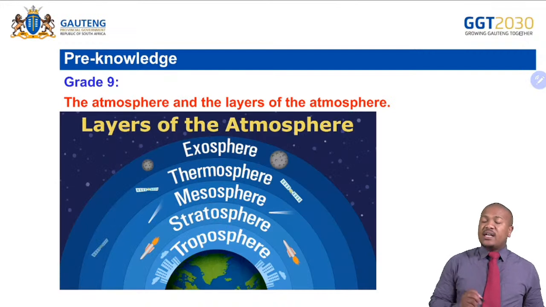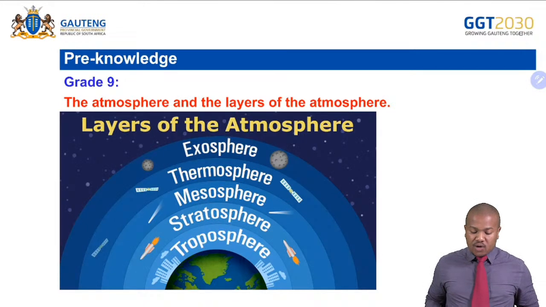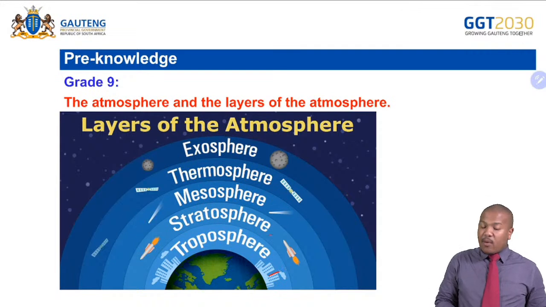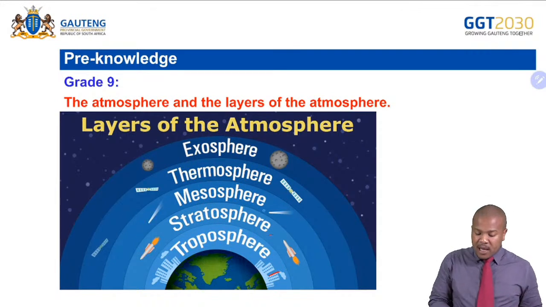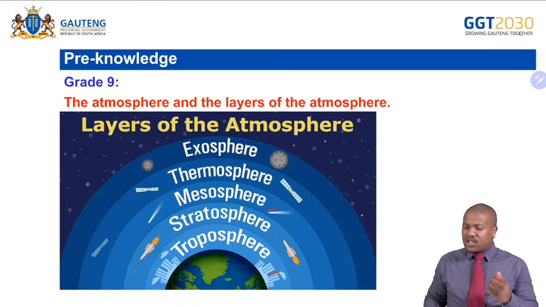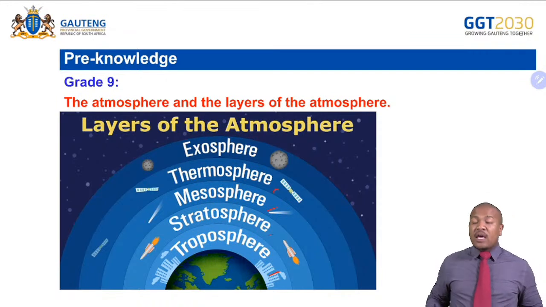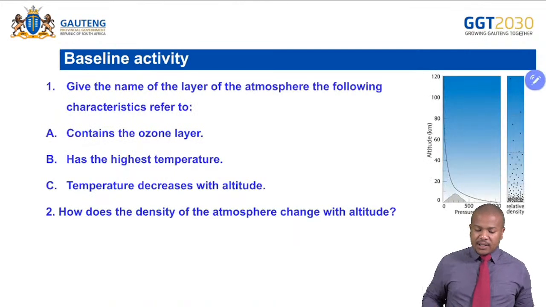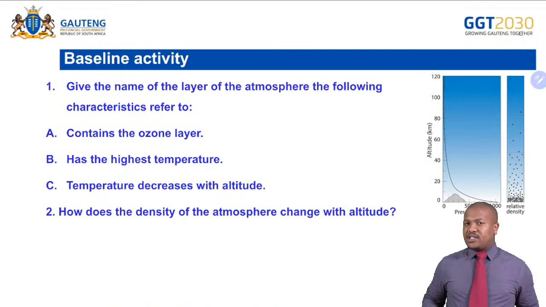And also in grade 9, we moved on and talked about what? The atmosphere and the layers of the atmosphere, right? We said that we have layers such as the troposphere, stratosphere, where you find the ozone layer, the mesosphere, thermosphere, and the outermost layer, which is not often discussed as what? As the exosphere. Right.